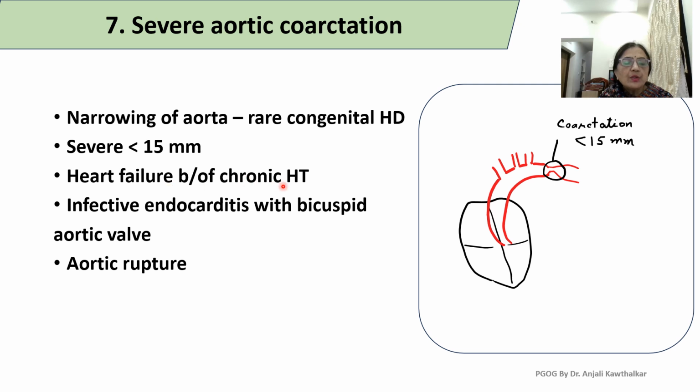Here, heart failure is because of associated chronic hypertension. Infective endocarditis with bicuspid aortic valve can occur. Bicuspid aortic valve is an associated congenital malformation in these cases. And aortic rupture can occur because of the force of the blood which is going through here, and there is a sudden constriction. Aortic rupture can occur, and that can lead to higher chances of serious maternal morbidity as well as maternal mortality.